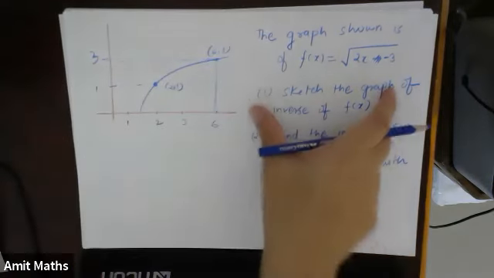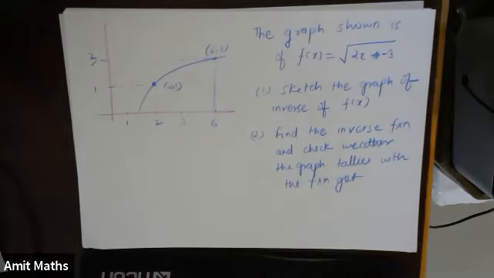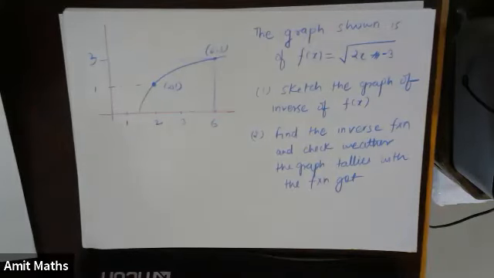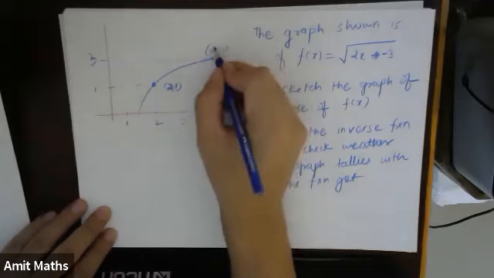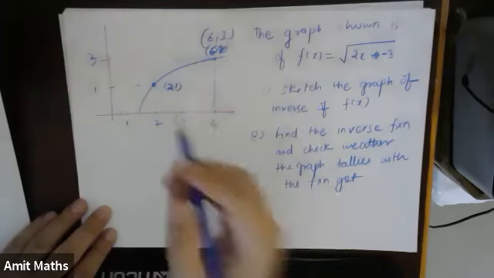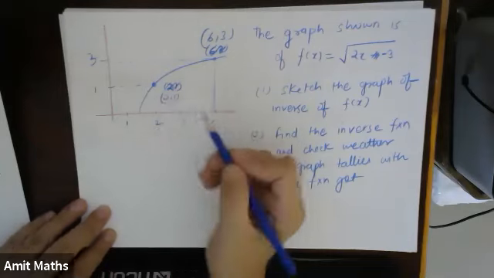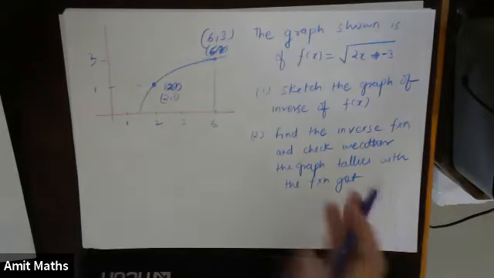So 2 points are given, 6 comma 3 and 2 comma 1. First you have to draw the graph, then find the actual inverse function, and then check whether the graph you obtained tallies with the function, that is, whether it is exactly what we should have got by drawing the actual inverse.